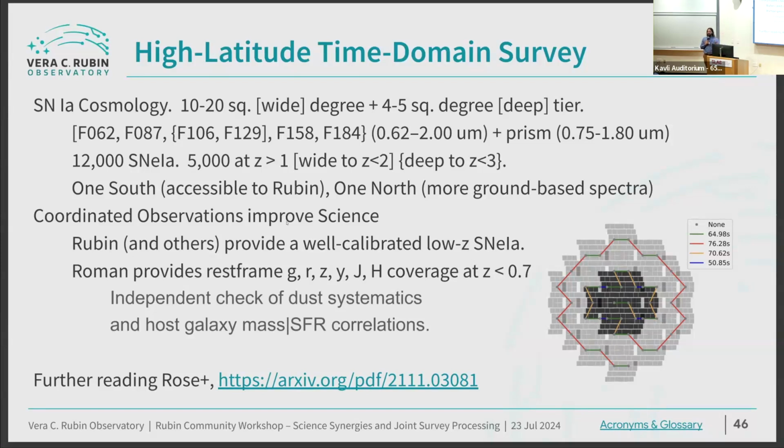But then there's also the prism that will be used. This is a low resolution prism, but supernovae are 10,000 kilometer per second explosions, so all of our lines are wide. And the prism, which has that nice wavelength coverage from 0.75 to 1.8, is really an effective tool. We're definitely looking at how to do that to optimize the transient science. Wide gets us out to a redshift of 2. Deep can go to 3.